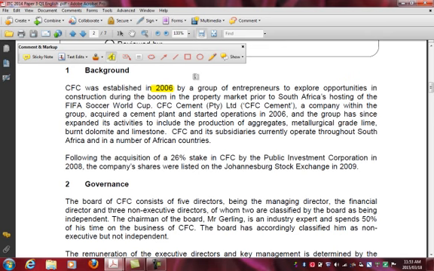Okay. Guys, when you see a question start talking about groups of companies, it can be very useful for you to draw a little diagram on the side. So in this case, we know that CFC owns CFC Cement.